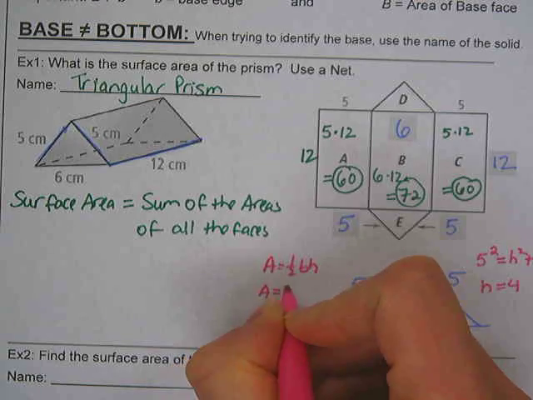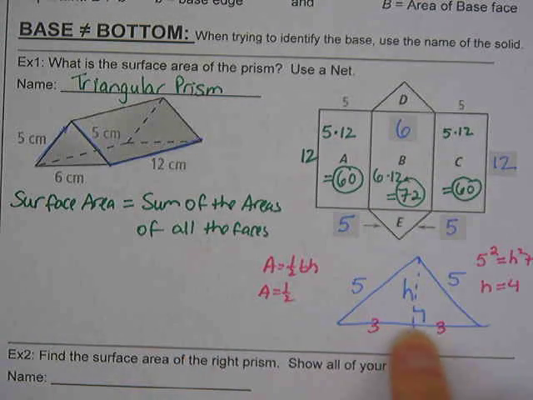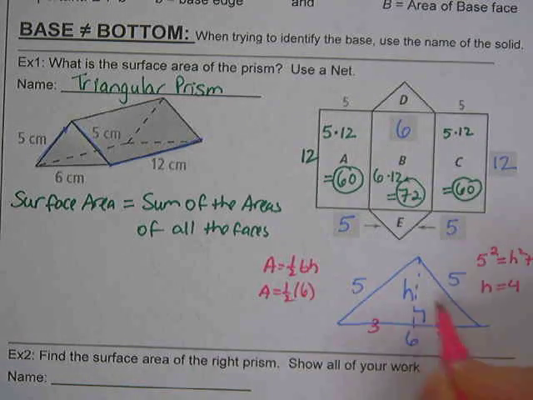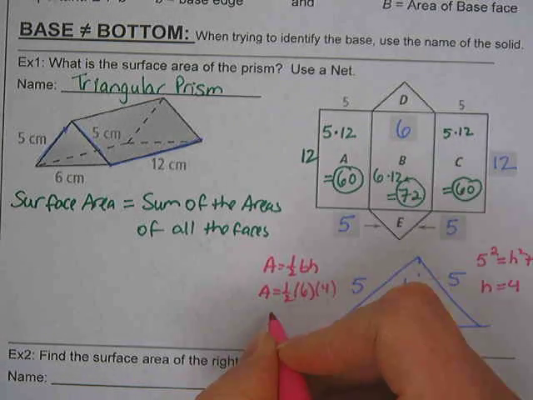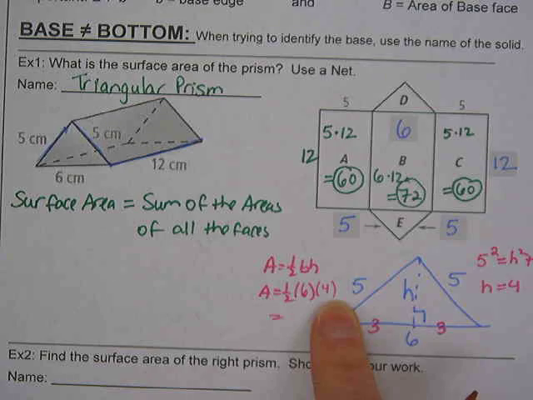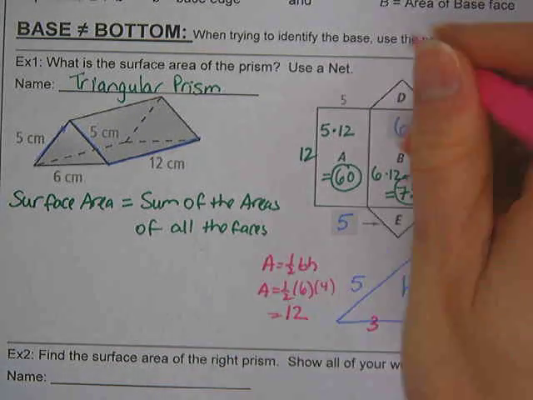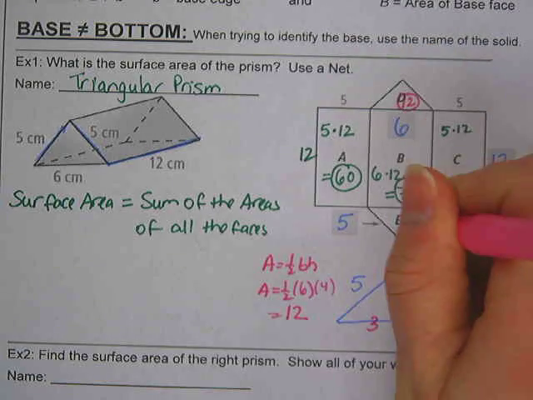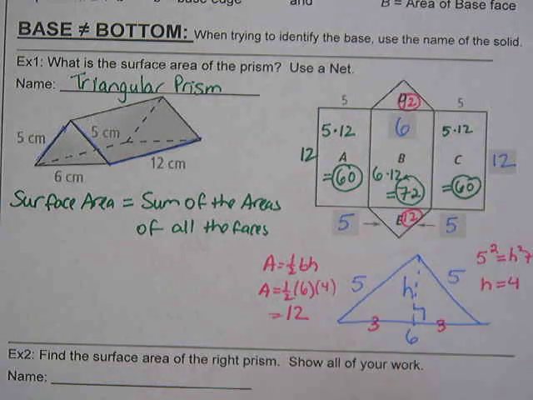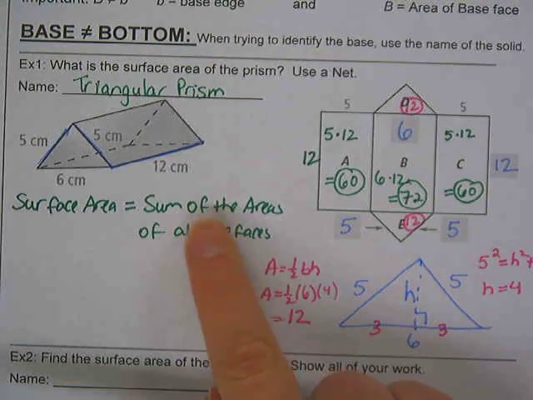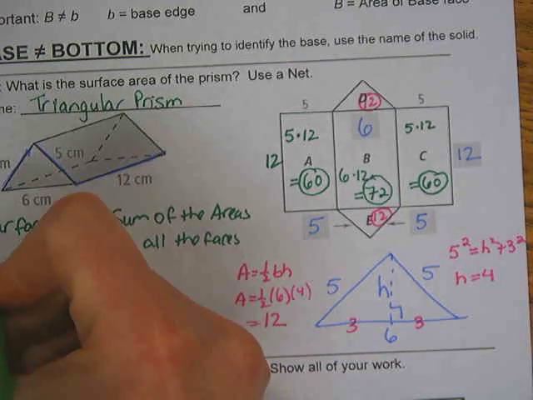Now let's find the area of this triangle. That's going to be 1/2 base times height. The base of this triangle is a 6, and the height is 4. We just solved for that. After you multiply these values together, we get 12. So I'm going to put a 12 up here with the D and a 12 down here with the E.